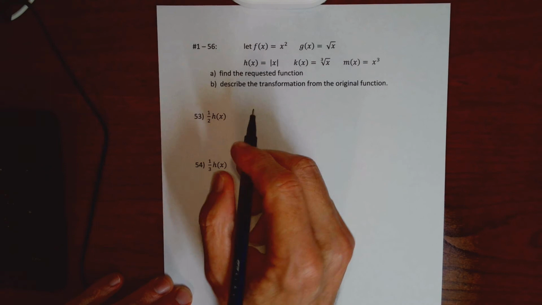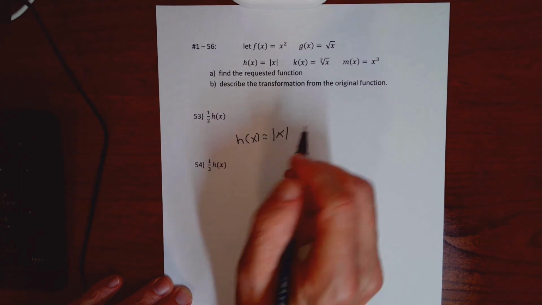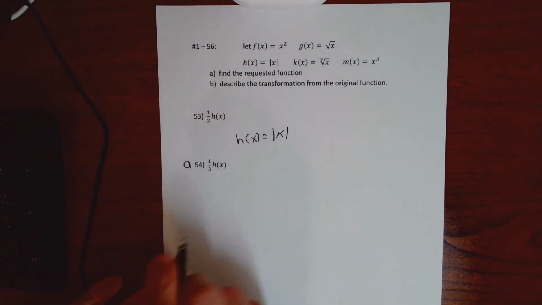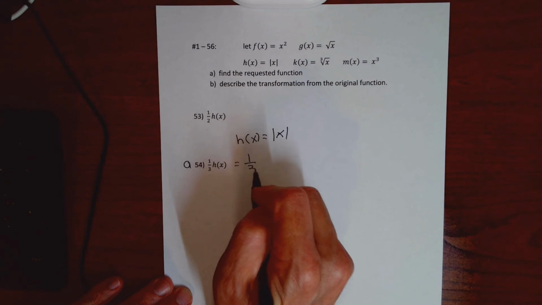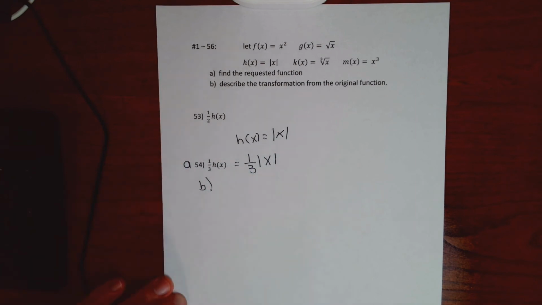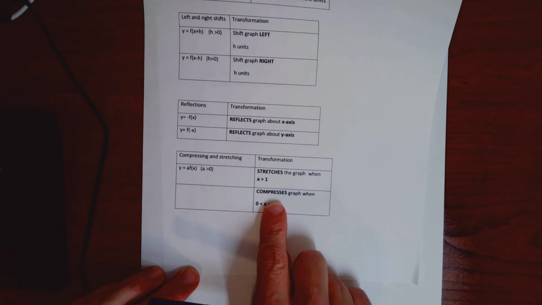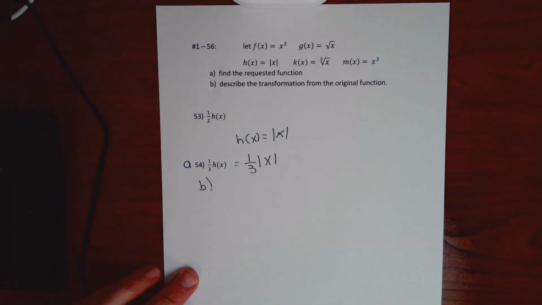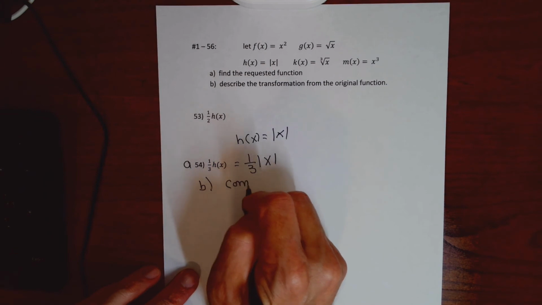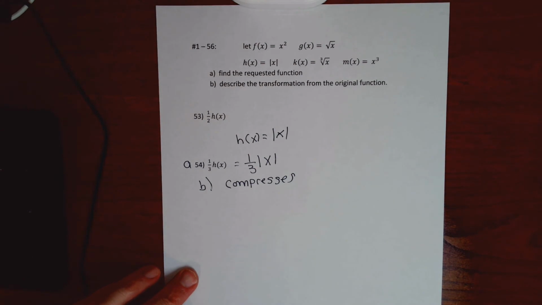54 is calling out the h function, which is the absolute value function. Part A wants me to find 1/3 times the absolute value function. I'm just going to put that 1/3 in front of the absolute value. In part B, when you have a number that's in between 0 and 1, it's going to make the graph wider, but the better thing to say is compresses the graph. So here we're just going to say it compresses. It will make it wider, and the wider will be obvious in an x squared function and an absolute value function. Wider would not be obvious with a square root graph. So compresses is probably a better word.